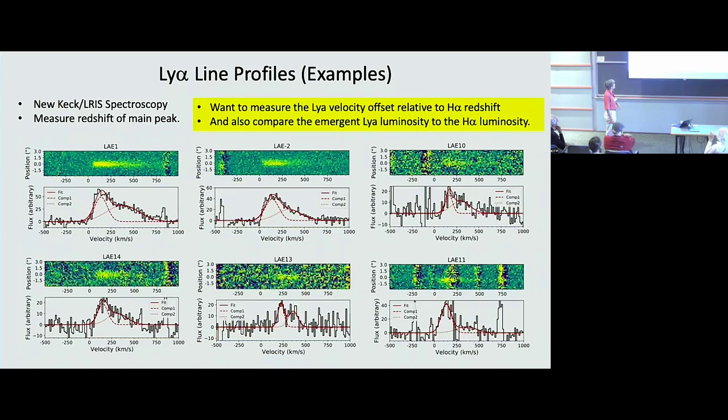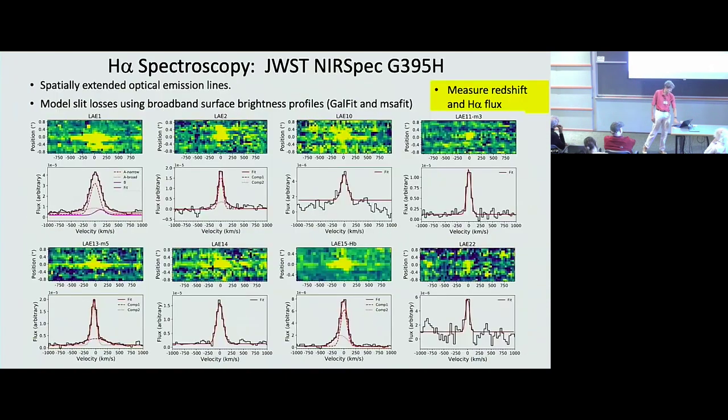So the aim here is that we measure a redshift from the Lyman alpha emission, and we want to compare this to the H alpha emission, the Balmer emission that we'll observe with JWST, to get the velocity offset of this Lyman alpha emission relative to the redshift set by the optical lines. In principle, we also want to compare the luminosities in Lyman alpha to the Balmer line luminosities to learn about escape fractions and transmission.